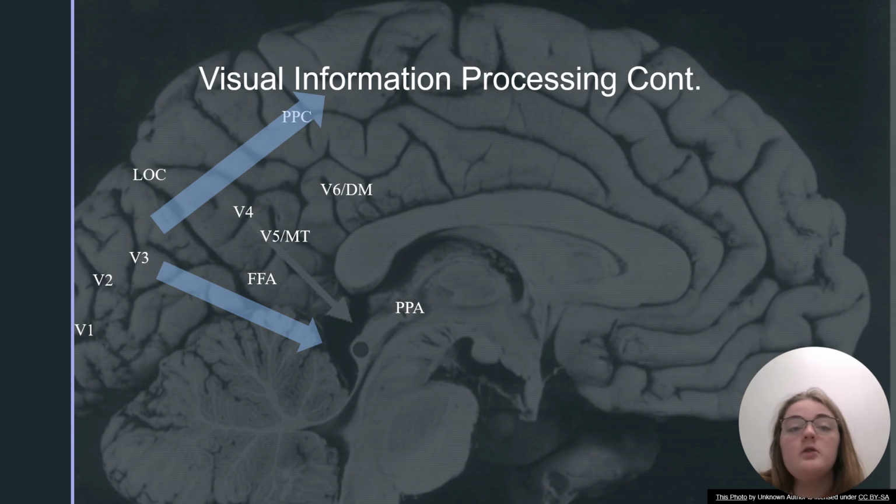V6/DM is the dorsomedial area, which responds to visual stimuli associated with self-motion in a wide field of stimulation. The LOC is the lateral occipital complex, which specializes in object recognition and responds more strongly to shapes and coherent objects than to scrambled images.